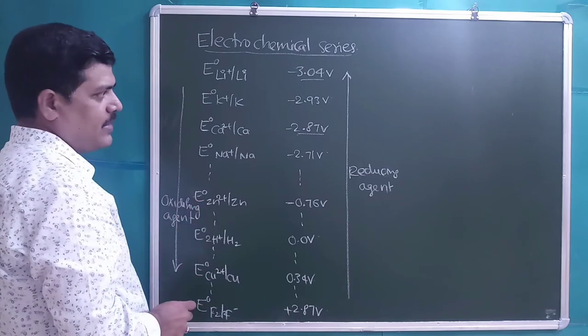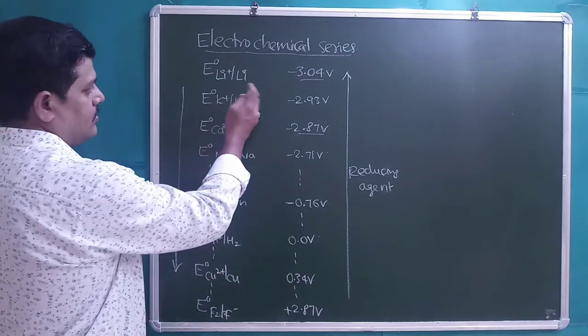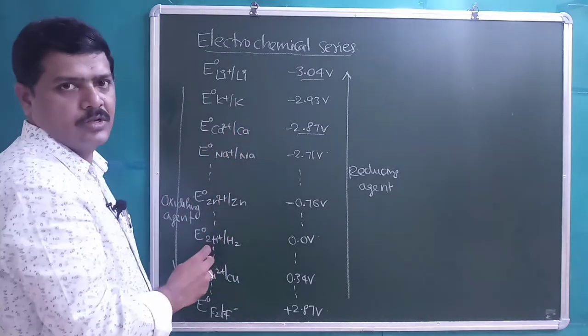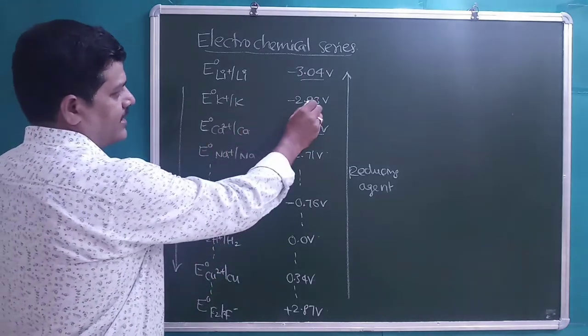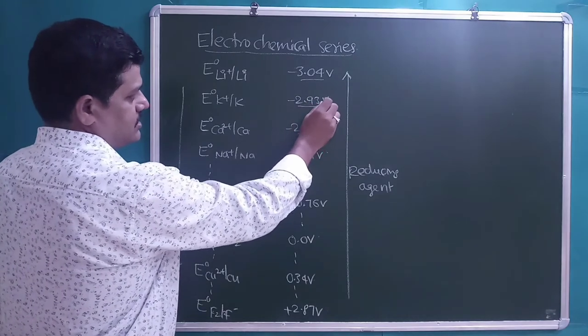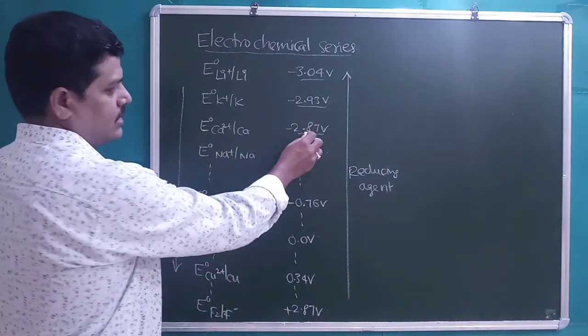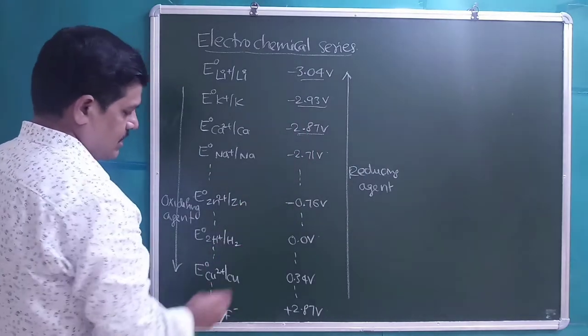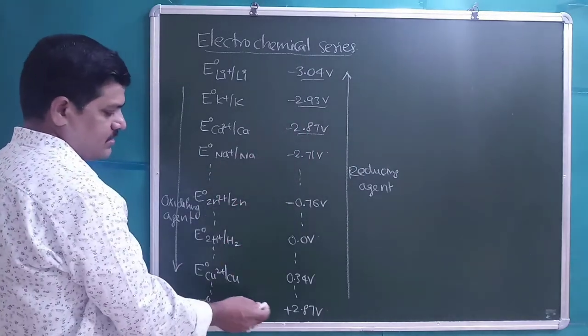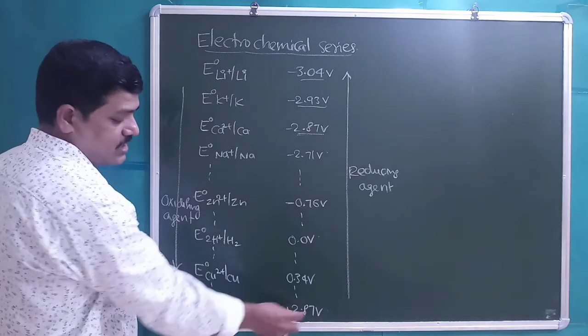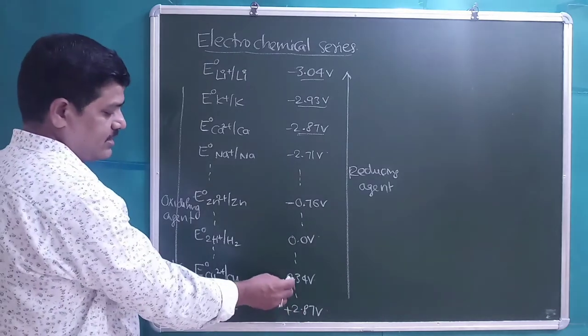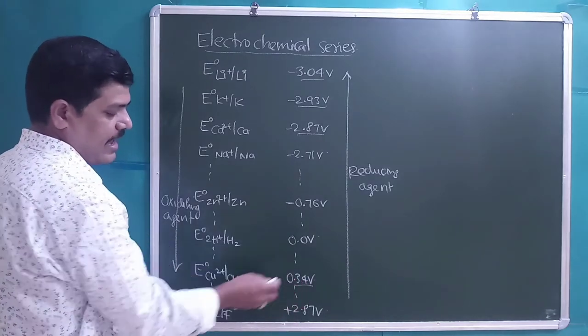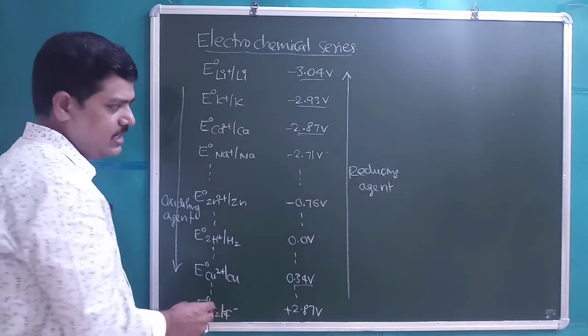So if we are comparing two metals, potassium with calcium, the metal with the more negative reduction potential is a strong reducing agent. The other metal can act as an oxidizing agent. The species which have more positive reduction potentials can act like strong oxidizing agents.